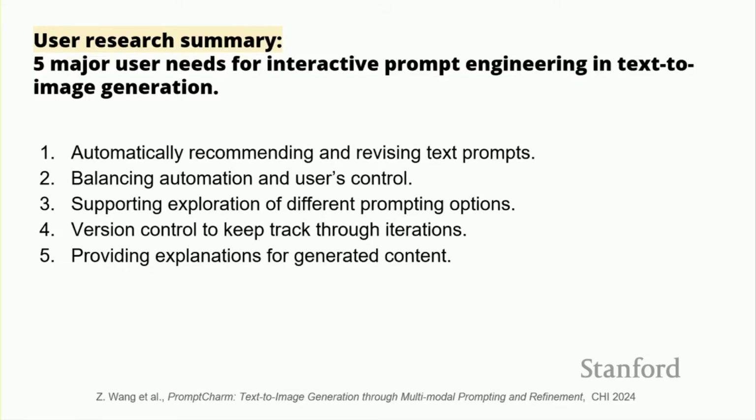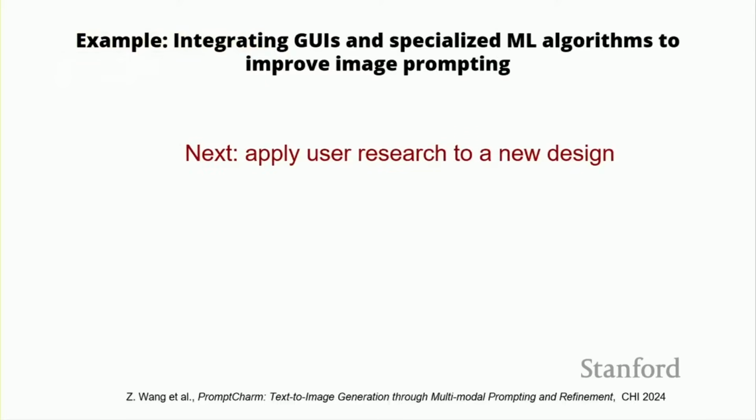Identified 5 major user needs and then a few steps to address the problem. So first being automatically recommending and revising text prompts, balancing automation and user control, various kinds of exploration to make it easier for users to explore different ways of framing prompts, or at least engaging with the AI model, various kinds of version control so that users can go back and see if something broke, you can go back to what worked earlier, so making that easy. Trying to provide explanations for generated content so that it's maybe easier to see what might have worked and what can be done, to make it easier in the future.